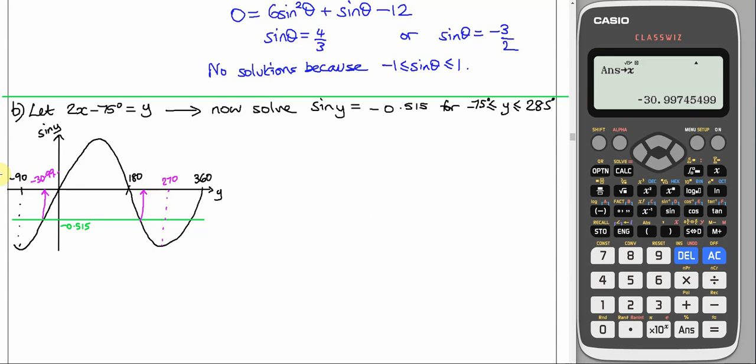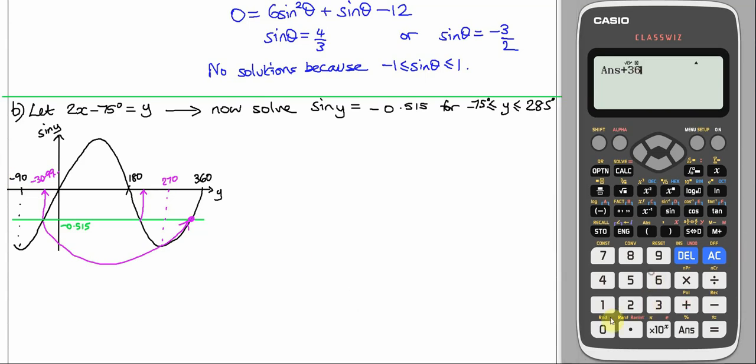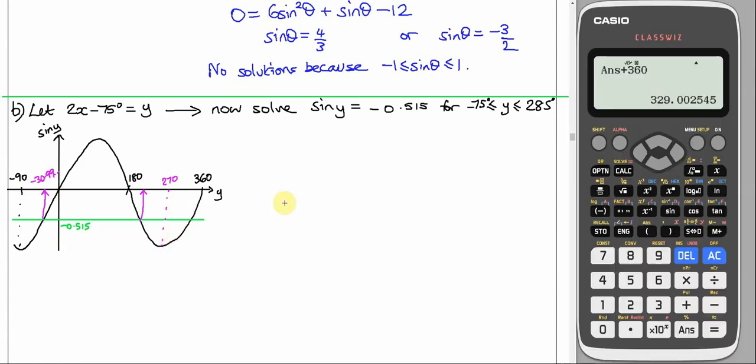So if I did a full 360 added onto that, that would take me here. So if I add 360 onto that, I see that third value turns out to be 329. It is too big, so I'm not going to include that one. So there will only be 2 values.